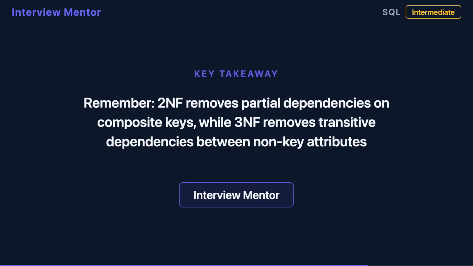Remember, second normal form removes partial dependencies on composite keys, while third normal form removes transitive dependencies between non-key attributes. Master these, and you'll design cleaner databases.